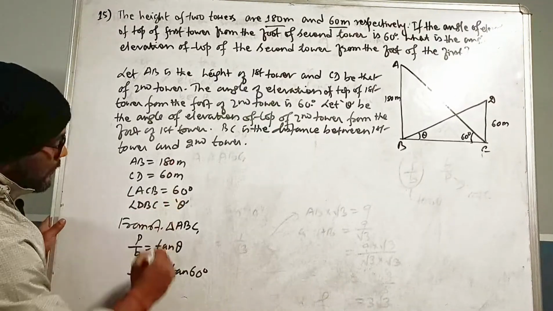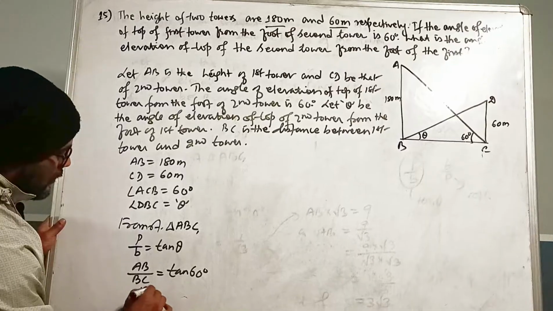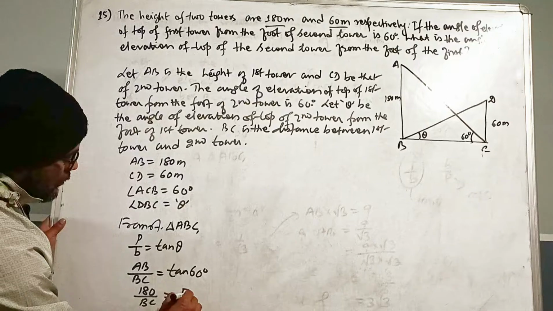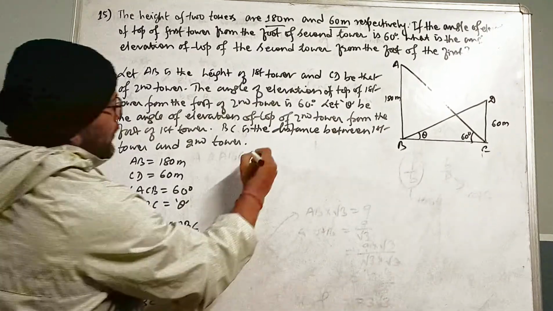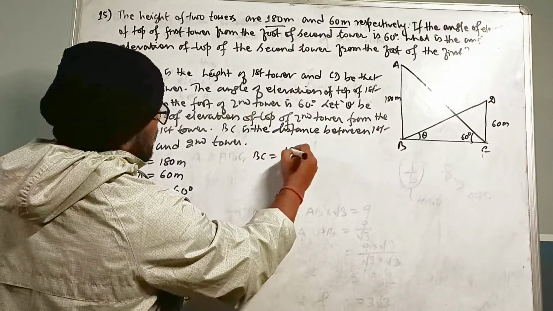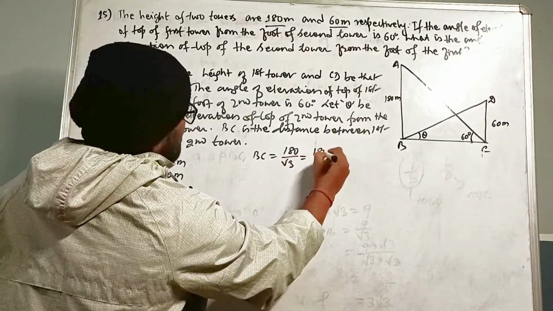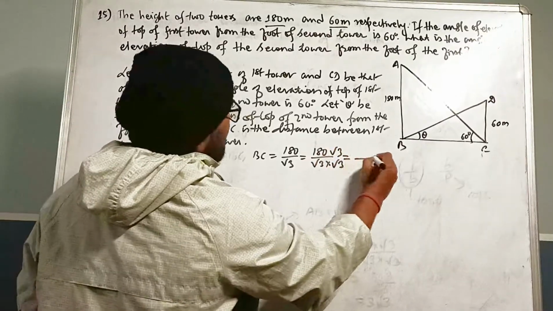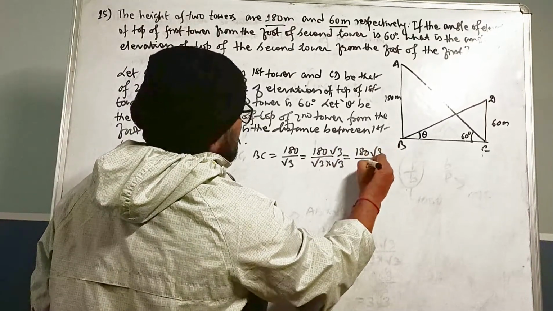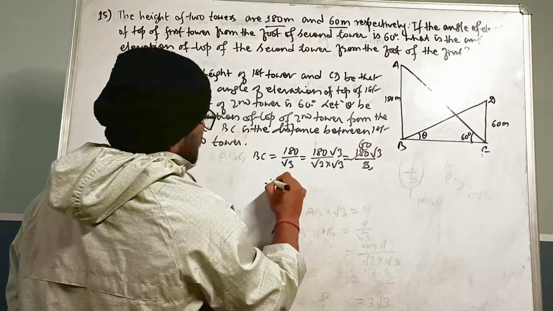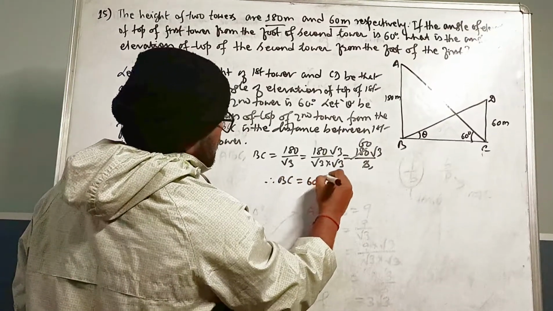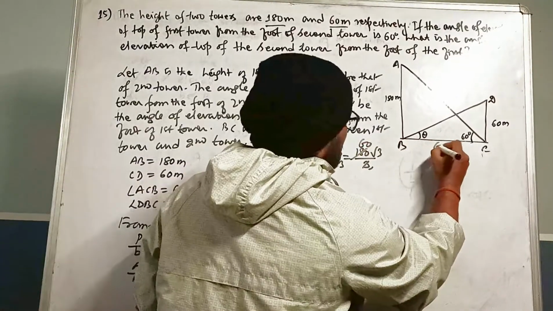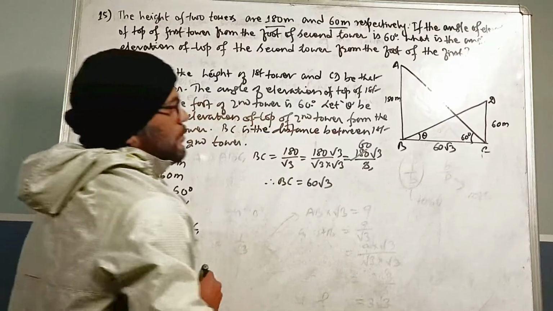So what's the value of AB? 180 meter. BC and tan 60 equals root 3. Let's just calculate the value. BC equals 180 by root 3. Just rationalize it. So you'll get 180 root 3 by 3, therefore BC equals 60 root 3. So the value of BC will be 60 root 3.